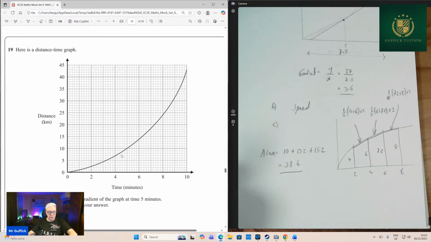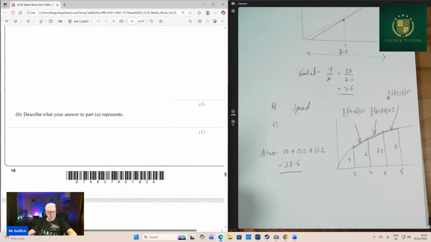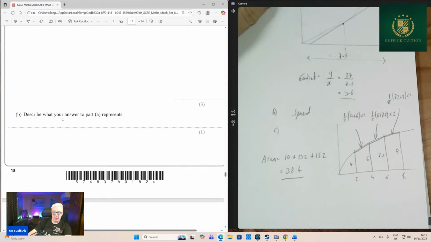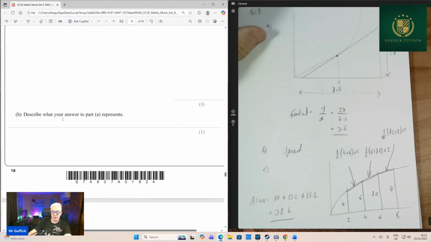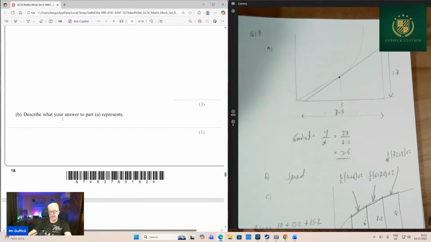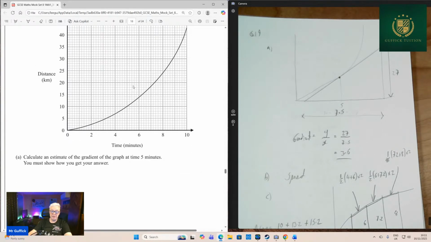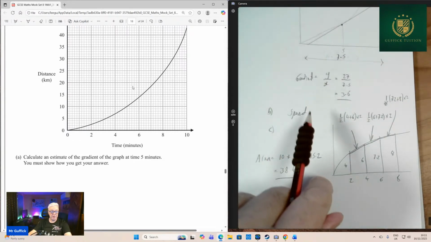Oh, part B is the point that I've already alluded to. It says, describe what your answer represents, okay? So when you've got a gradient of a distance time graph, that gives you the speed, okay? So that is the speed.